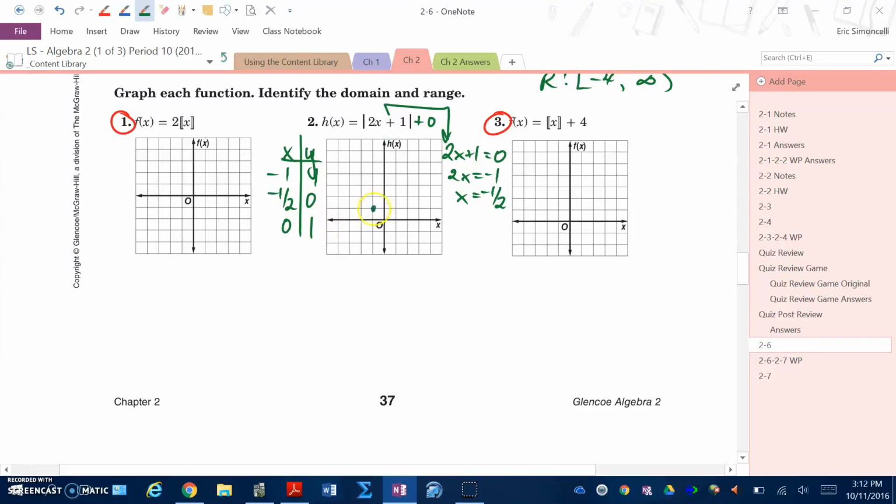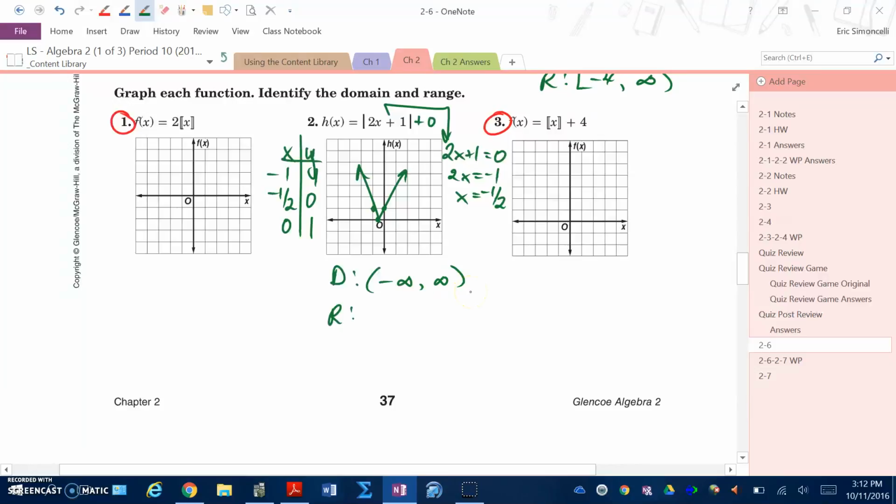Negative 1, 1, negative a half, 0, and 0, 1. Graph your absolute value function, and we're good. The domain, like I was saying on the example, the domain will always be all reals on these graphs.